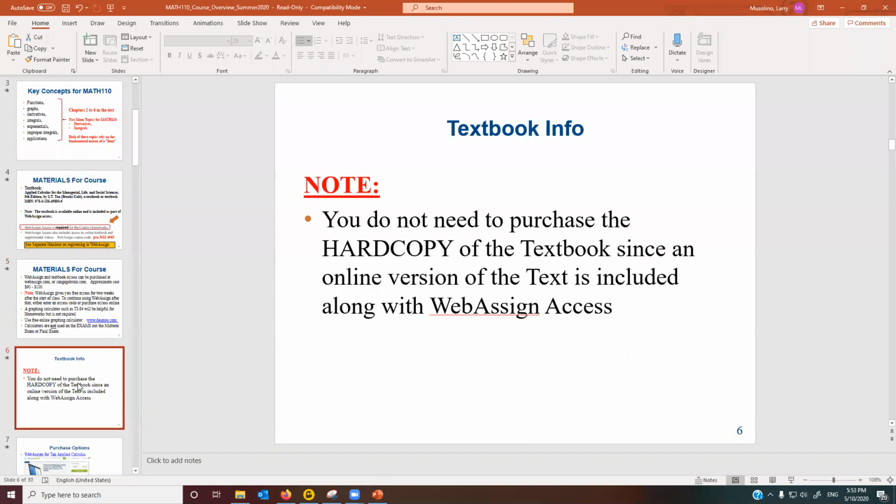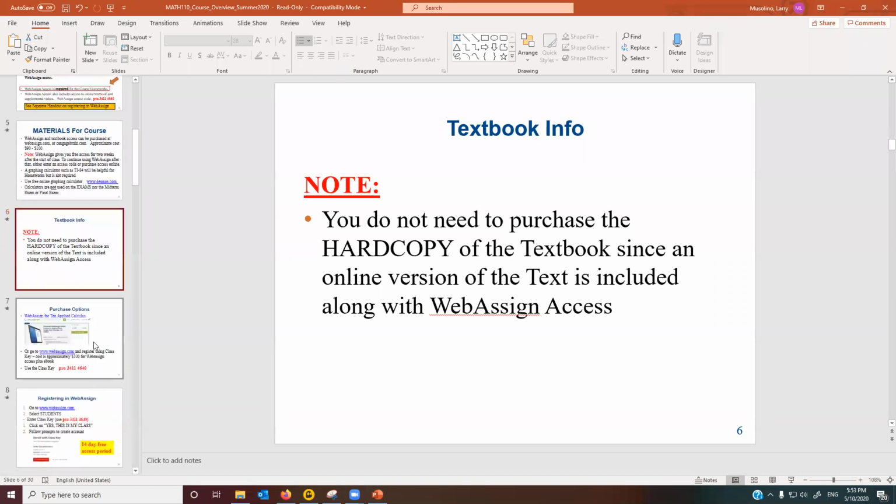All right, again, folks, you don't need to purchase the hard copy of the textbook. You can get an online version of the textbook included with WebAssign access. If you do want to purchase a hard copy, some students like to have a hard copy, feel free to purchase a used copy. That should be fine for our purposes.